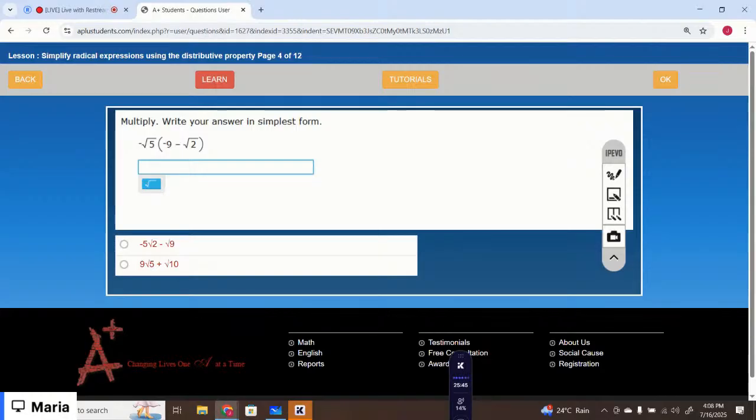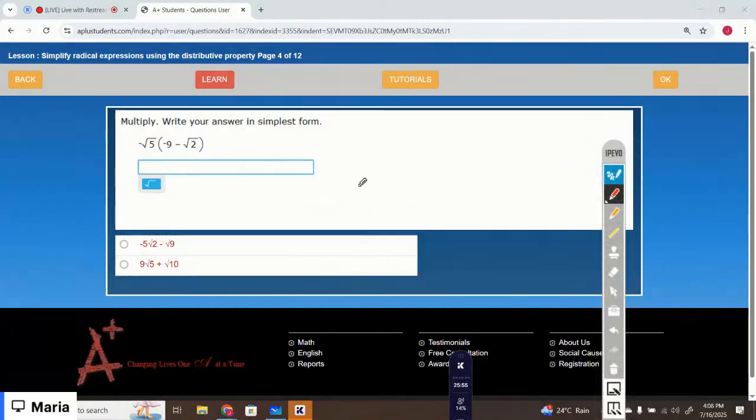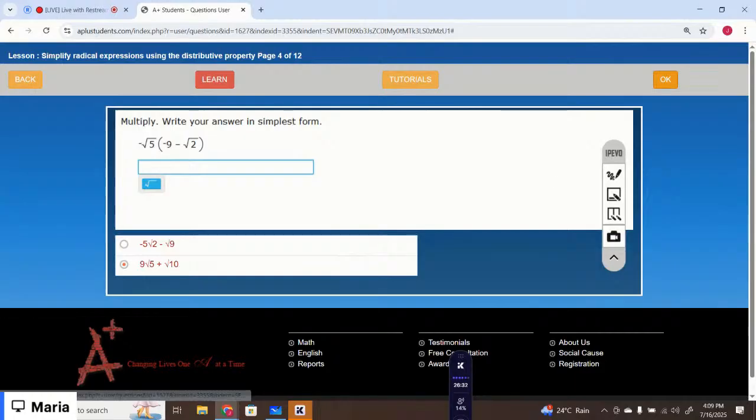Multiply negative square root 5 times negative 9 minus square root 2. That is 9 square root 5 plus square root 10. Option number 2 is the correct option.